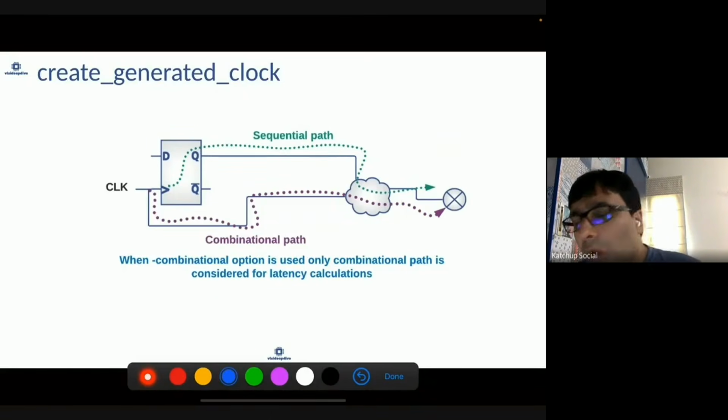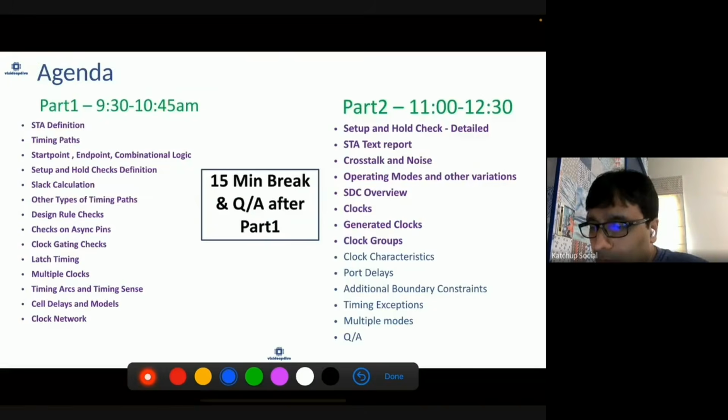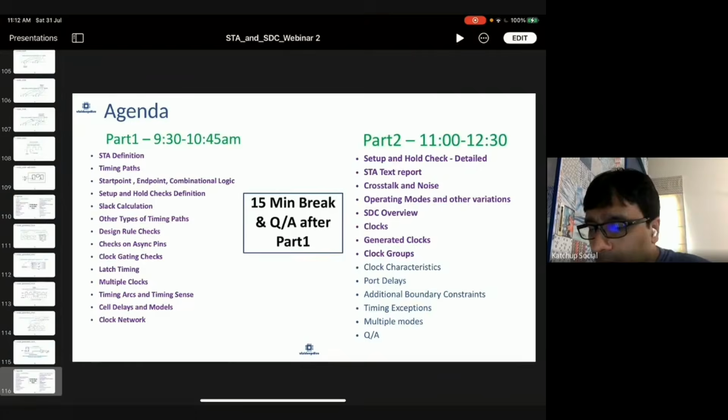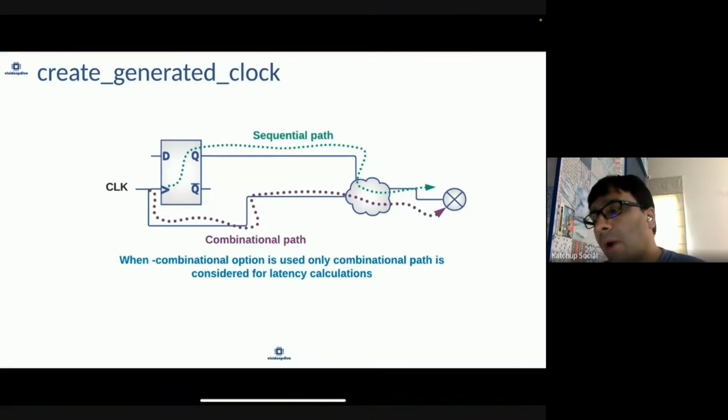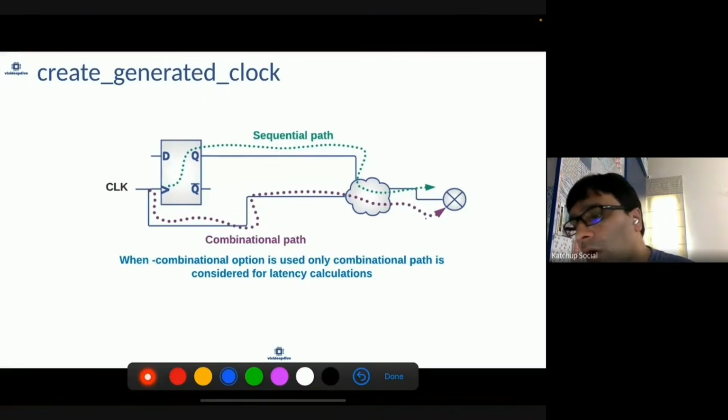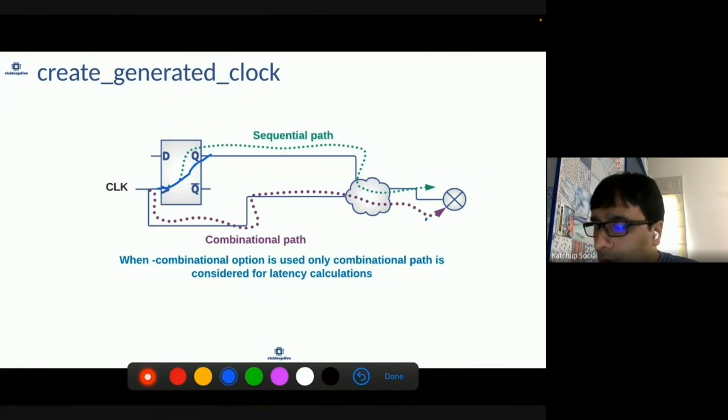The generated clock: if you have a generated clock, it can have multiple paths from the master clock to the generated clock. And whatever is the worst path, whether you're doing setup or hold, the worst can be max delay or min delay. The worst path is used to do timing analysis.